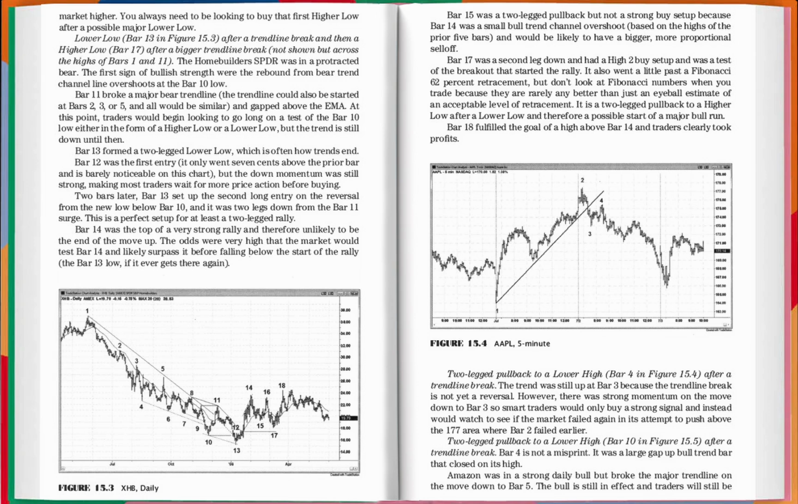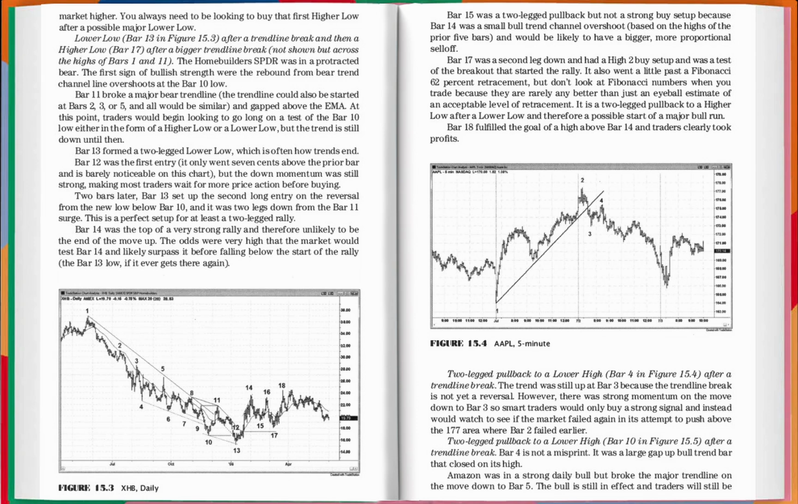Bar 15 was a 2-legged pullback, but not a strong buy setup, because bar 14 was a small bull trend channel overshoot based on the highs of the prior 5 bars, and would be likely to have a bigger, more proportional sell-off. Bar 17 was a second leg down and had a high 2 buy setup, and was a test of the breakout that started the rally.